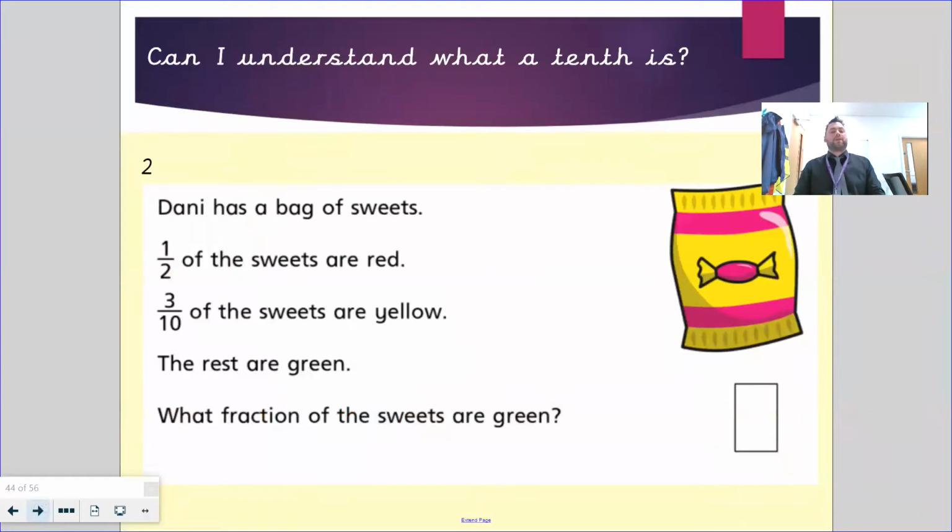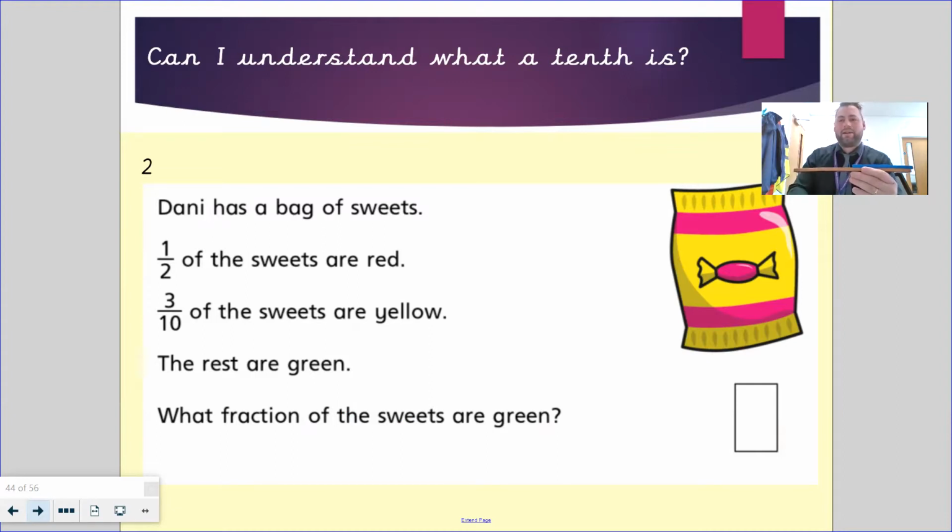Now, if you went on to this one, Danny has a bag of sweets. Half of the sweets are red, 3/10 of the sweets are yellow. The rest are green. What fraction of the sweets are green? So let's have a look, and we can use our bar model here to help us. Let's say our bag of sweets is the brown. The 1 whole is our bag of sweets. Half of them are red.